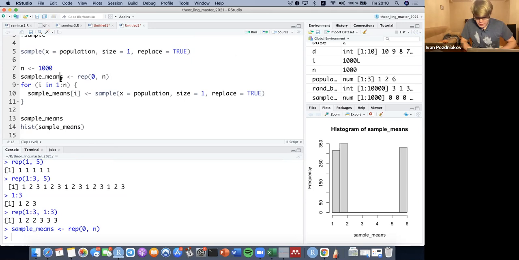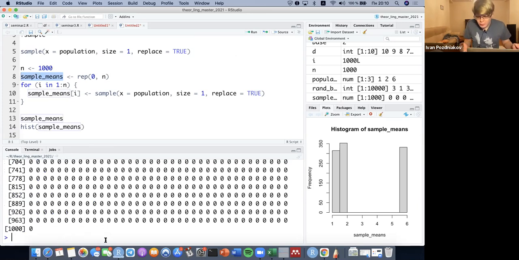So let's do it again. It just creates 1,000 zeros here. And again, why do we do that? Because if we start, for example, with a vector of length 1 or length 0, and for every iteration of the loop we increase this vector, computationally it's very slow because every time R needs to find a place in memory for the new vector. It will be much faster if we allocate memory by creating a vector with some value inside, and then replace these values with values from our simulation. So that's why we do that.